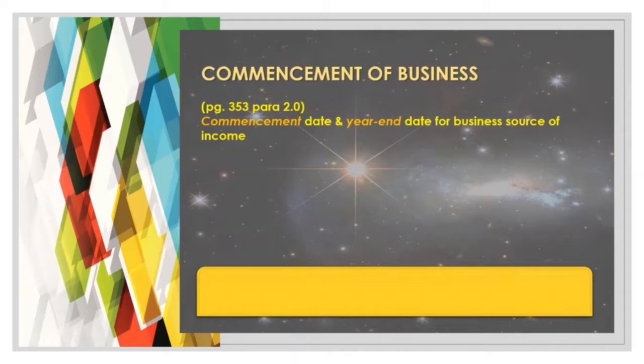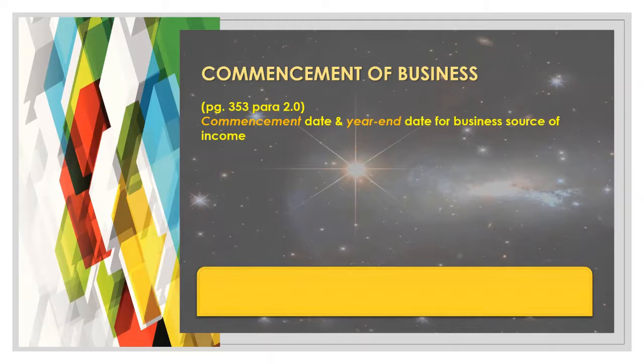Commencement of business, if you refer to your textbook, page 353, para 2.0, you can see the definition, and why it is important to determine the commencement date and also the year-end date. Commencement date refers to when the business starts to commence their business. Normally when you set up the business, you would have an incorporation date. Your incorporation date and commencement date would be two different dates. They could possibly be the same date, but most of the time they will be two different dates.